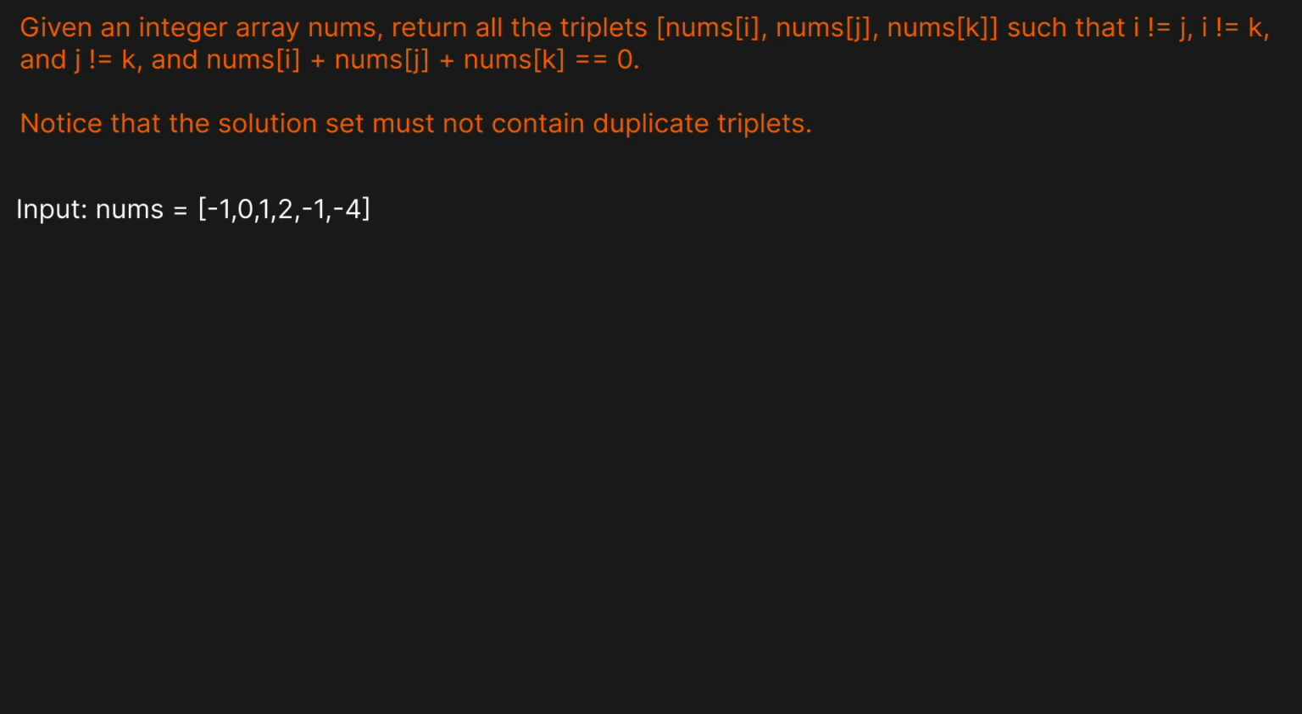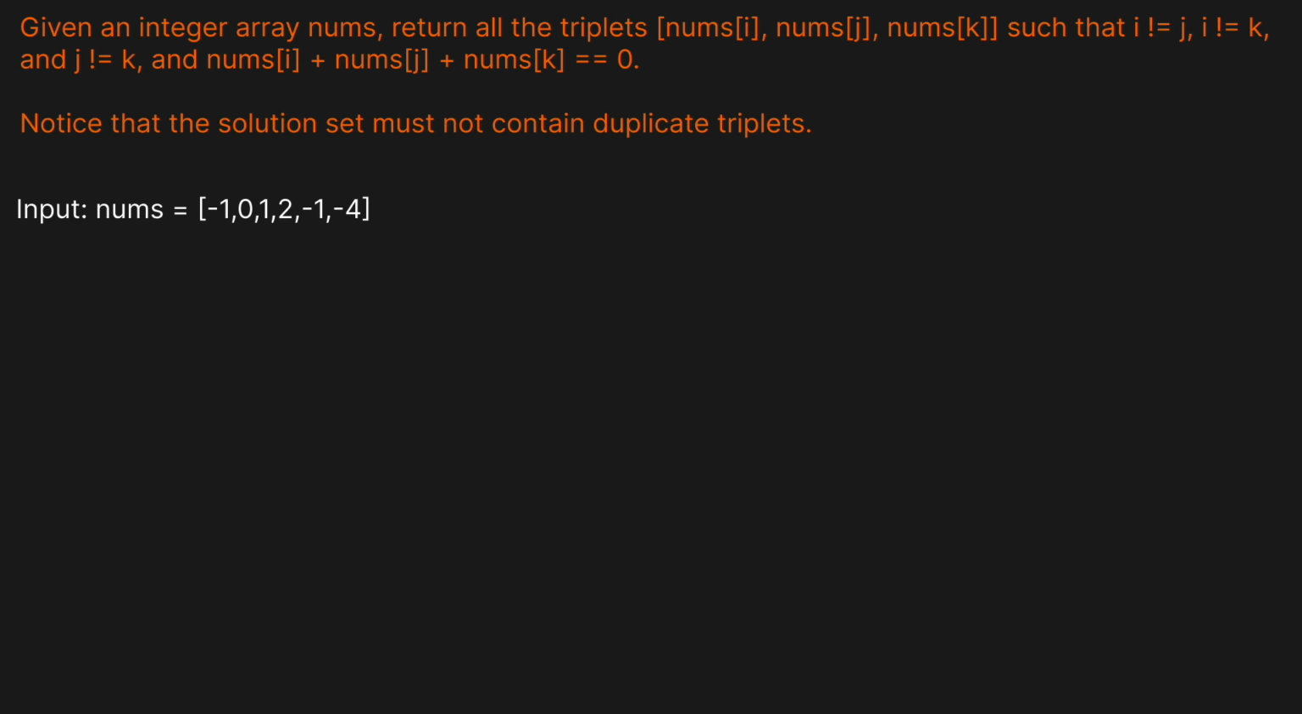Today we're going to be solving Leetcode problem number 15, 3Sum. Given an integer array nums, return all the triplets nums[i], nums[j], and nums[k] such that i does not equal j, i does not equal k, and j does not equal k, and that nums[i] plus nums[j] plus nums[k] equals 0. Notice that the solution set must not contain any duplicate triplets.